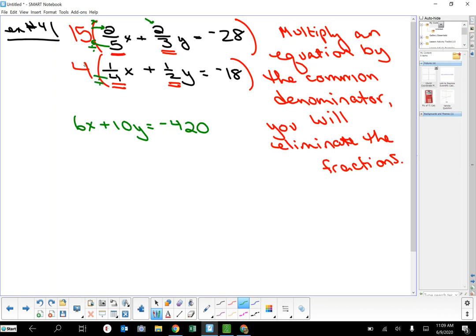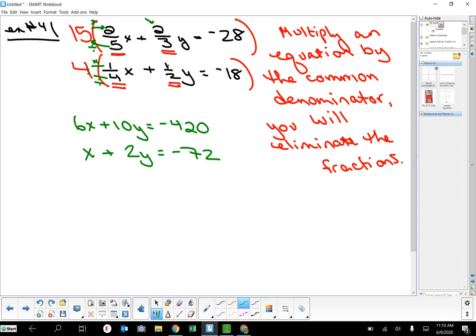And then here, we're going to divide. So 4 divided by 4 is 1. And then you're going to multiply that 1 times the numerator. 1 times 1 is 1. So that's just x. 2 goes into the 4 2 times. 2 times 1 is 2. And then 4 times 18 is negative 72.